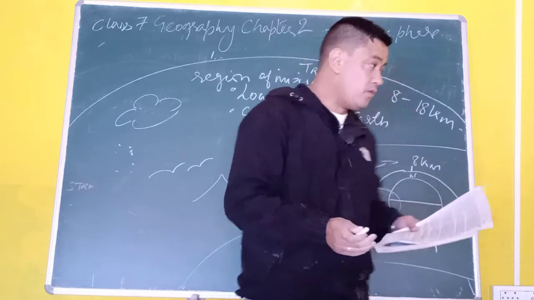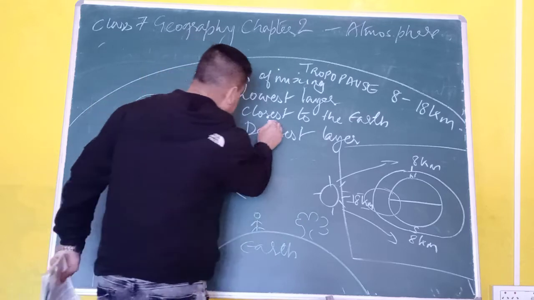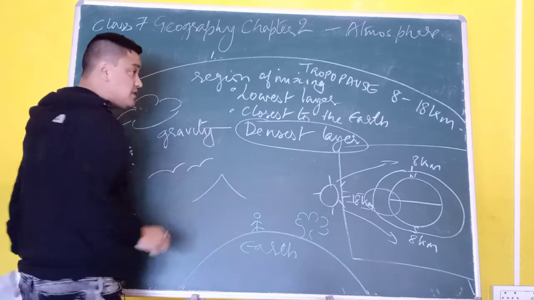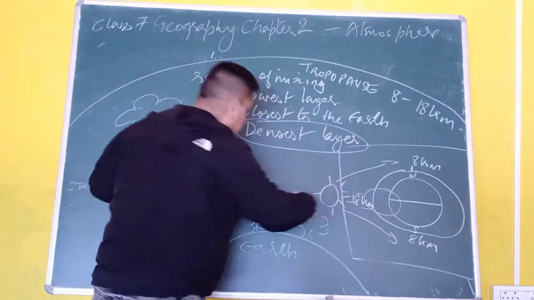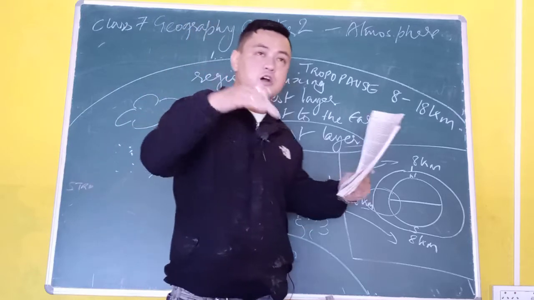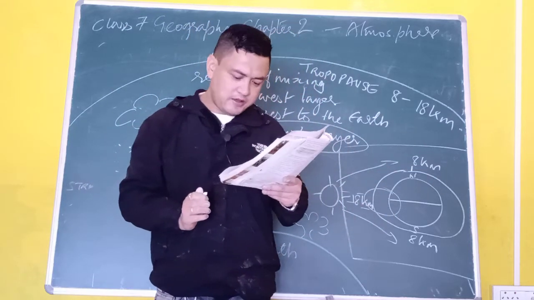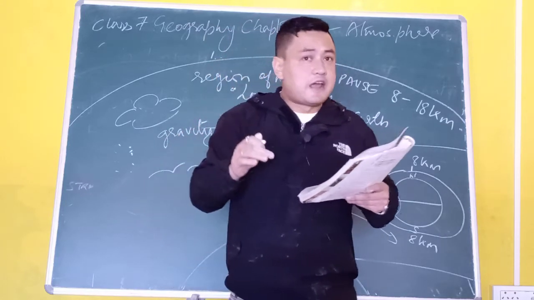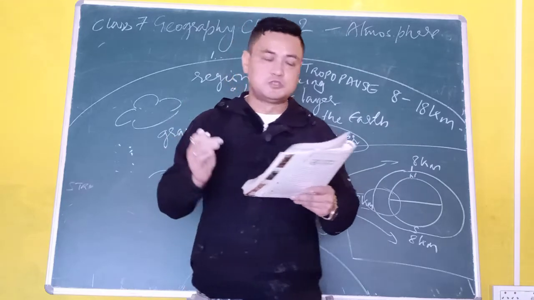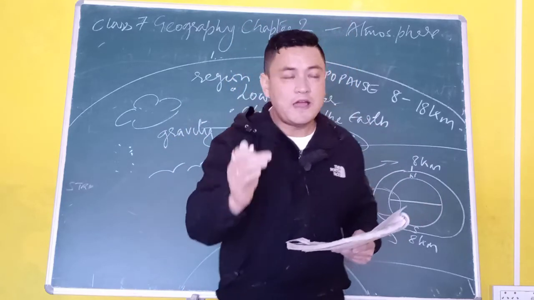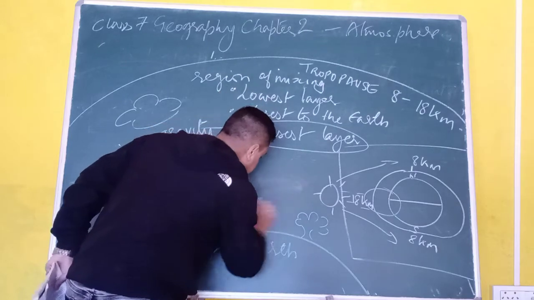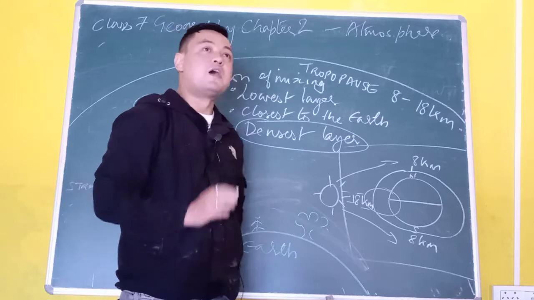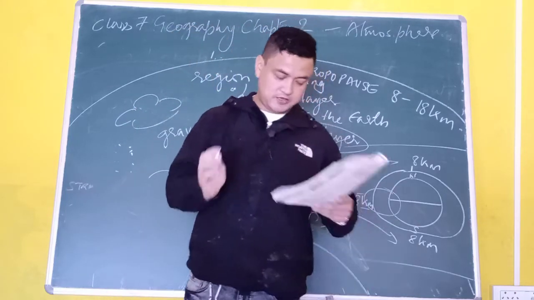Because it is due to gravity. This densest layer is due to the gravity of the earth. Because the gravity of the earth basically pulls all the gases found in the troposphere nearer to the surface of the earth, and the earth's gravity is stronger as you get closer to the earth. This is the reason why you find all the gases in the troposphere near the surface of the earth. Therefore, it is called one of the densest layers of the earth.